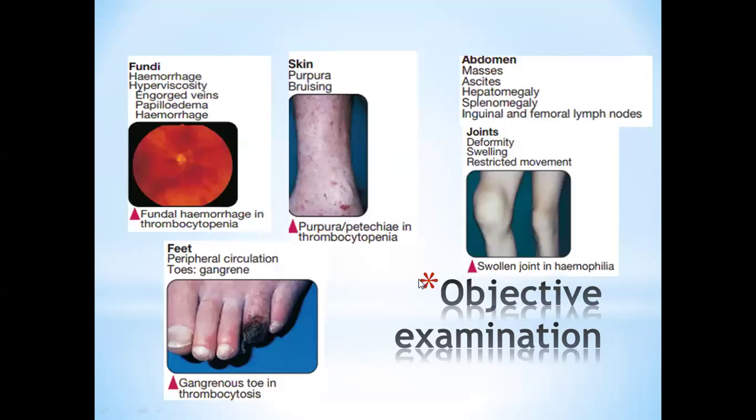Colleagues, in the objective examination, you can see changes of joints. You can see deformity, swelling, and restricted movement, and swollen joints in hemophilia. Here you can see purpura and petechiae in a patient with thrombocytopenia. Changes of the feet are characterized by affection of the toes, gangrene you can see. Changes of peripheral circulation. Also changes of the fundi characterized by fundal hemorrhages in thrombocytopenia.